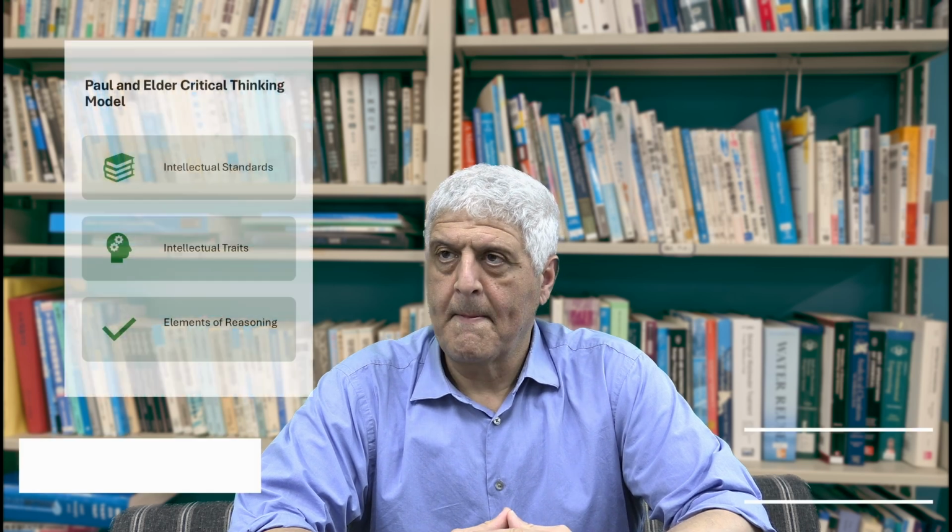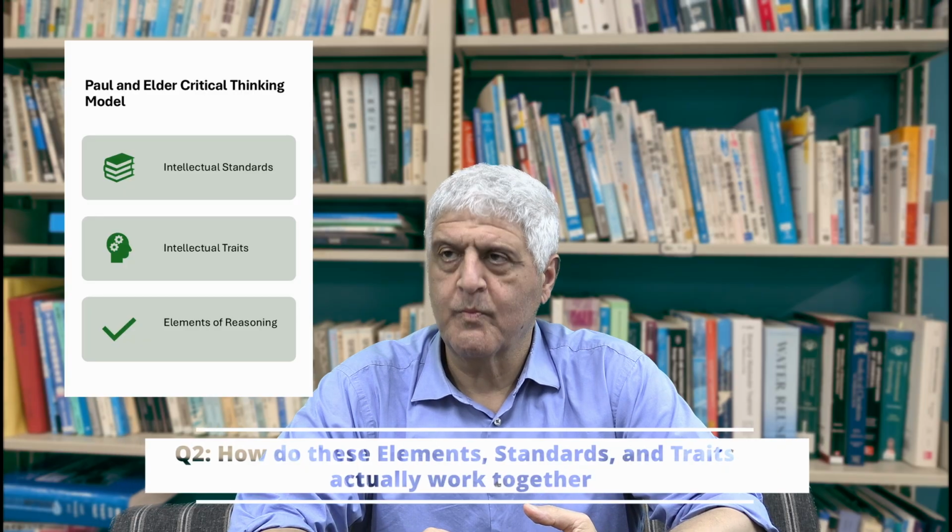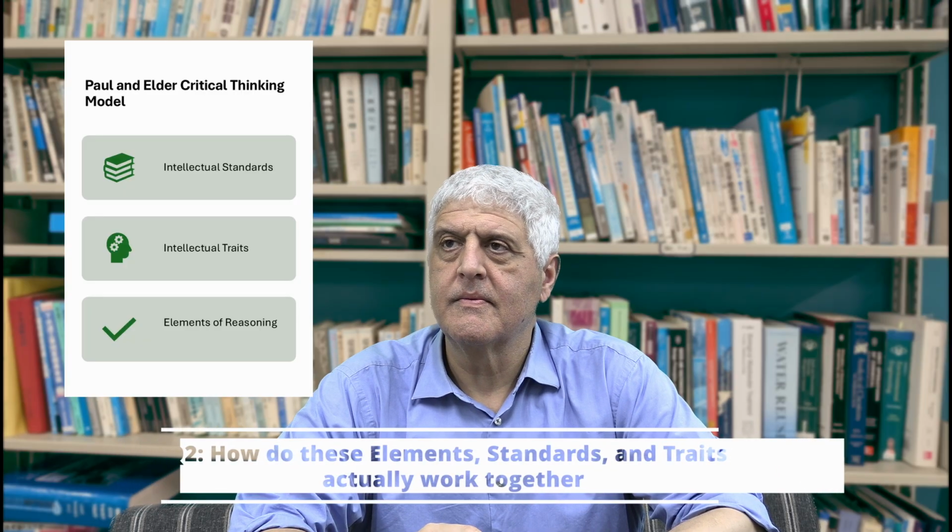Paul and Elder model is built on three main pillars: elements, standards, and traits. Before we jump into each one, how do these three parts actually work together?